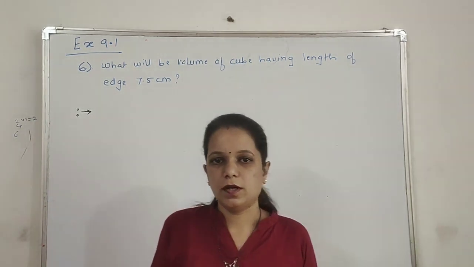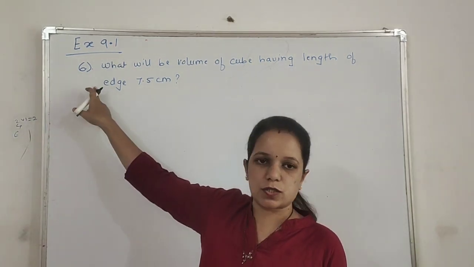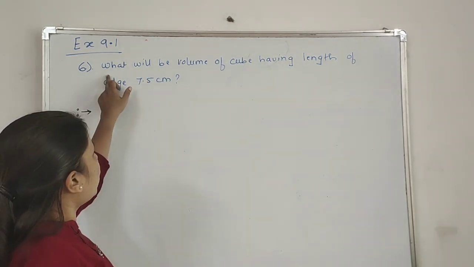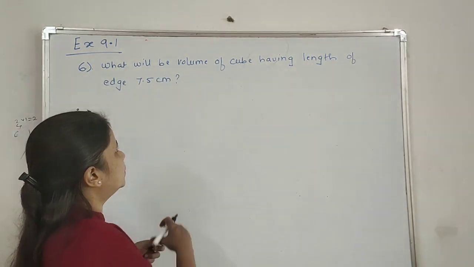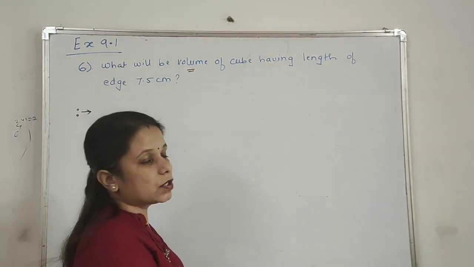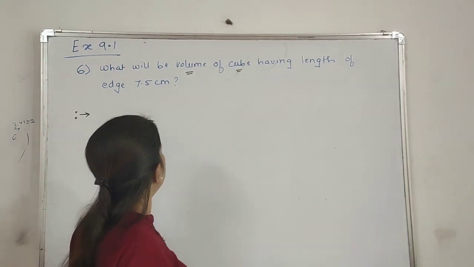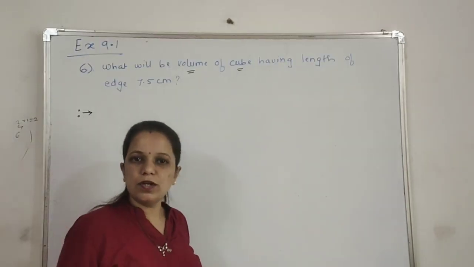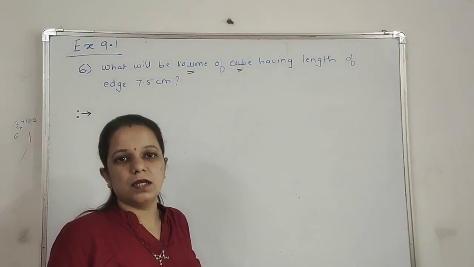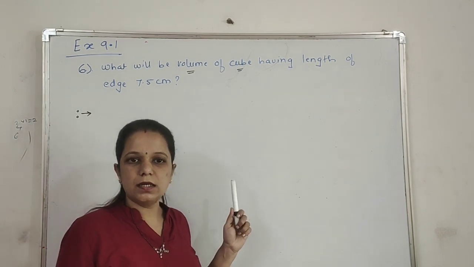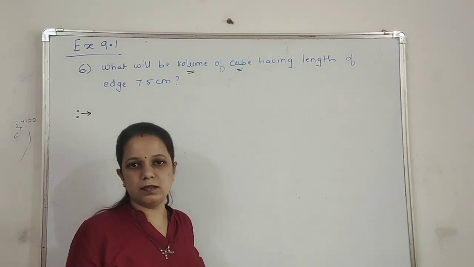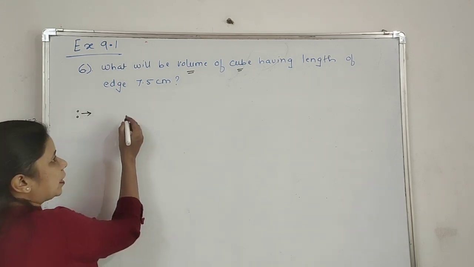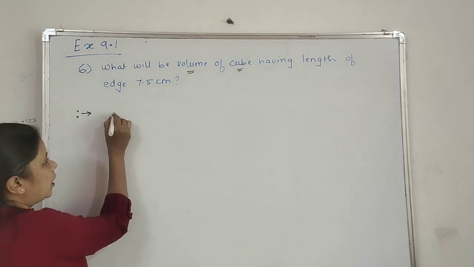Okay, now we will proceed to question number 6 from exercise 9.1. The question is quite simple. What will be the volume of a cube having length of edge 7.5 centimeter? Now here only one dimension is given because the figure is a cube. For a cube, length is the same as breadth is the same as height. So now directly we will go with the formula.